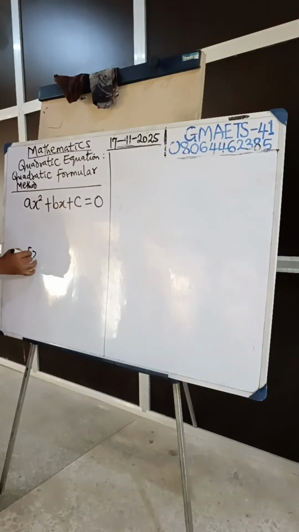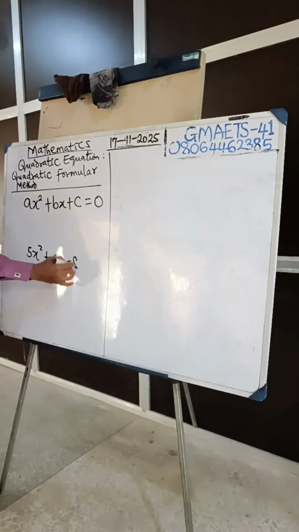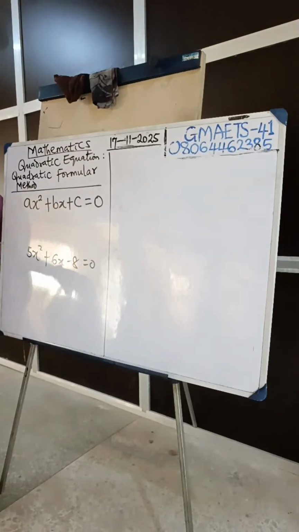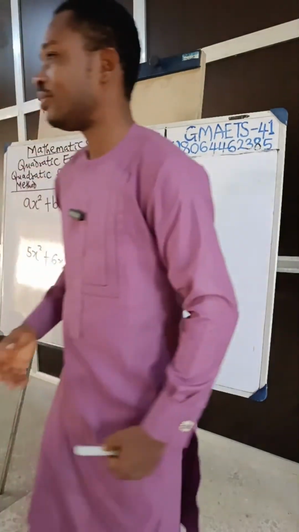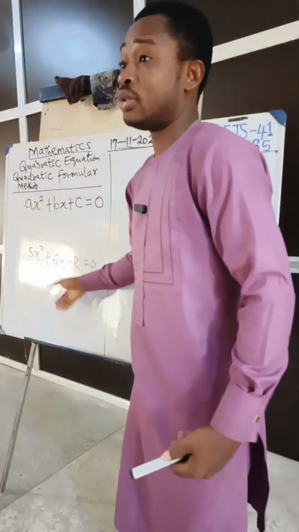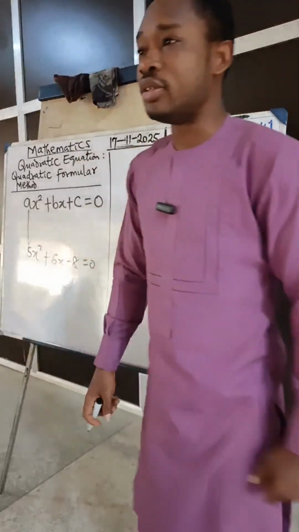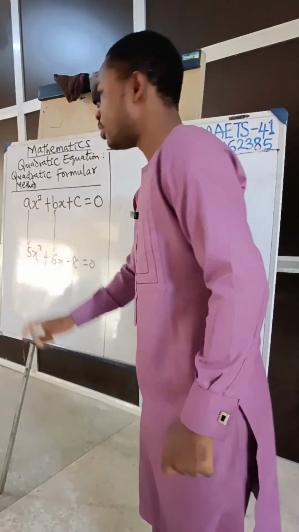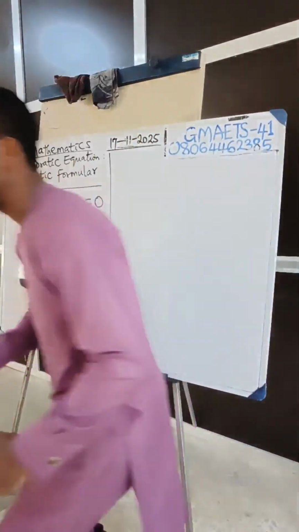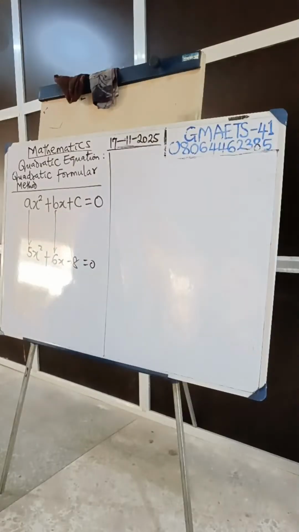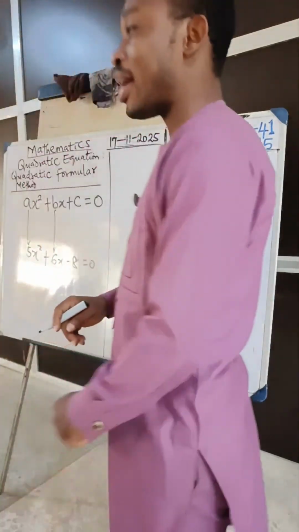Now, let me give you this: 5x squared plus 6x minus 8 equal to 0. You are given this now, you must know your a, b, c. All you have to do is to compare it with the general form, which you are already expected to know. So what is your a from this quadratic equation? 5. You are very correct. What is your b? 6. I agree with you fully. What is your c? Minus 8. Correct. I was thinking that somebody was going to tell me 8. So it is minus what?